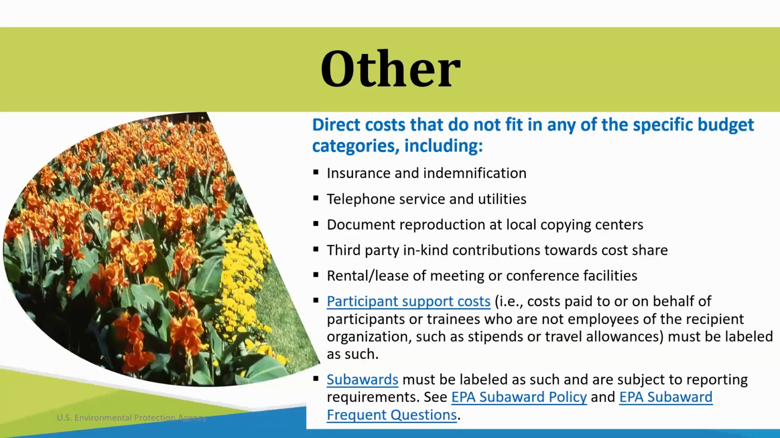And finally, the other category is what it sounds like. It's for other things that don't fit well in the categories we've just been through. I've listed here a few of those other items that might be in the other category. If the application has a subaward, that will be in the other category. And I've linked here to EPA subaward policy and the subaward frequent questions. If you will have subawards, these are excellent resources to look at to understand subawards.